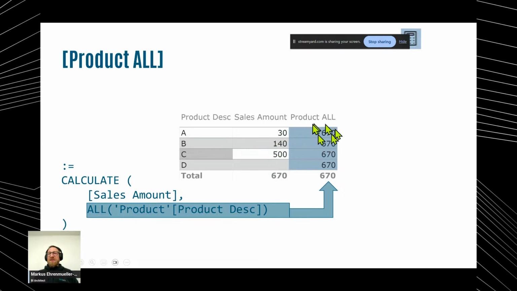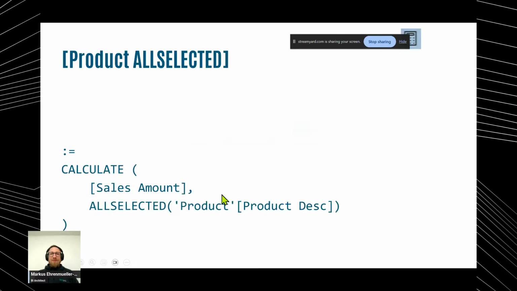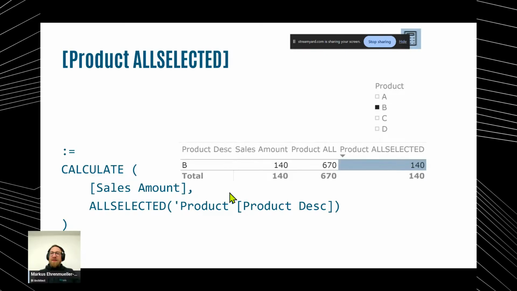For 30 divided by 670, they get the percentage result for the percentage sales share for products A, B, C, and D. That's how you would use that. And in many cases, people expect not the behavior of ALL, but the behavior of ALLSELECTED, which means if I have a slicer outside the visual, that this slice is still respected.